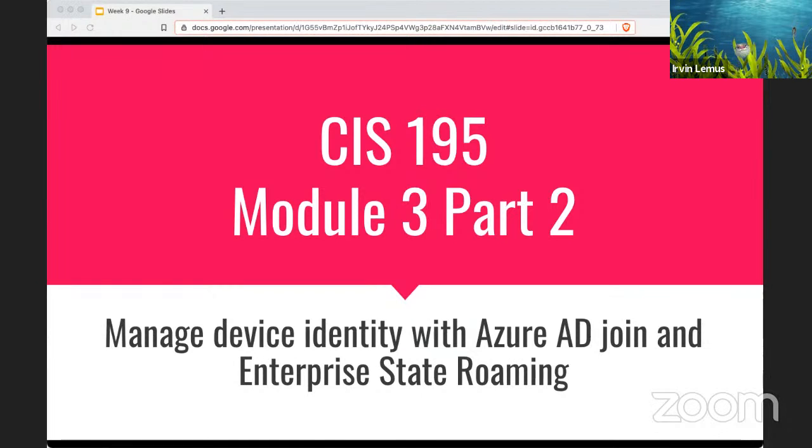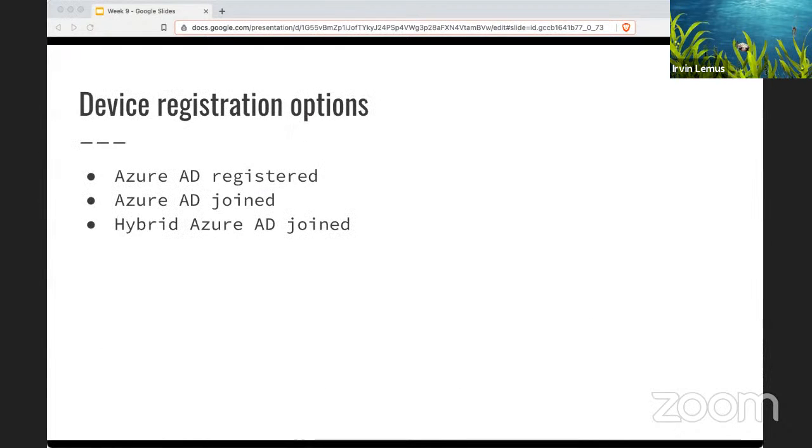This last section is device identity in Azure. The ways that you can control who has access to what can be through the three main ways of Azure: AD registered. These devices fall into the BYOD, bring your own device category. Azure AD joined, owned by the organization, like a work computer, and hybrid, which is similar to AD join.